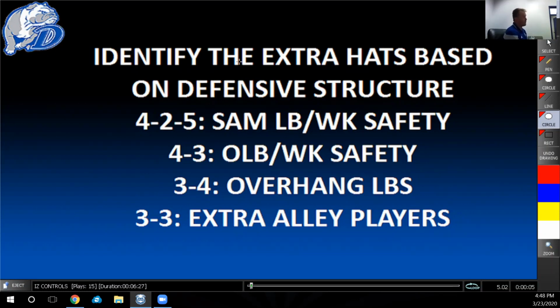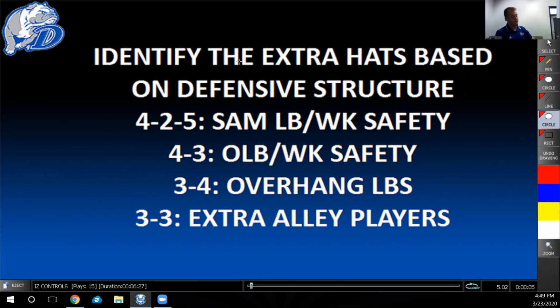In a 4-3, it's very similar, just going to be different personnel. One of your outside linebackers and then one of your safeties is going to be extra run fit. And then in a 3-4, I say the overhang linebackers are your extra run fits. It's really kind of how odd front teams get extra hats to the party is with those people.